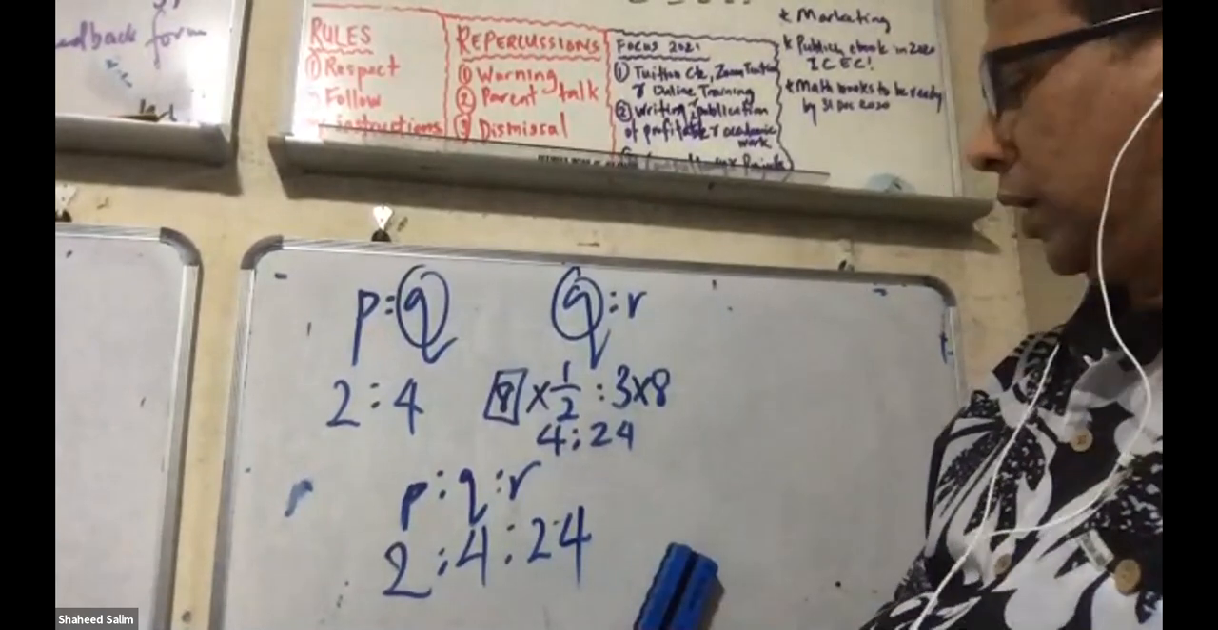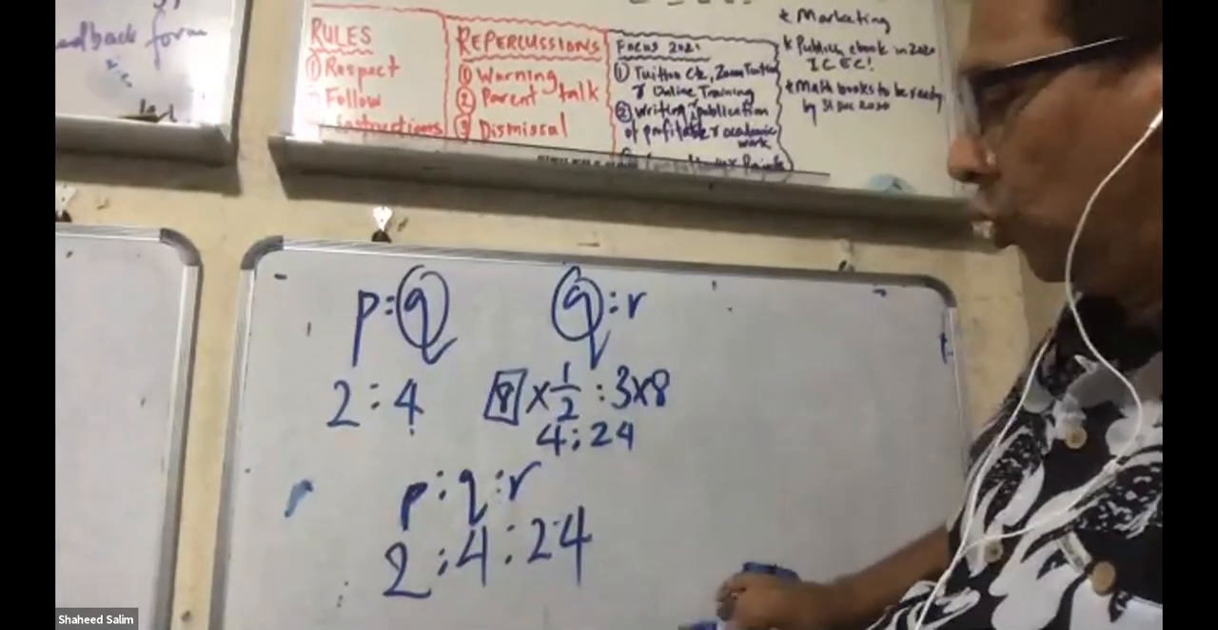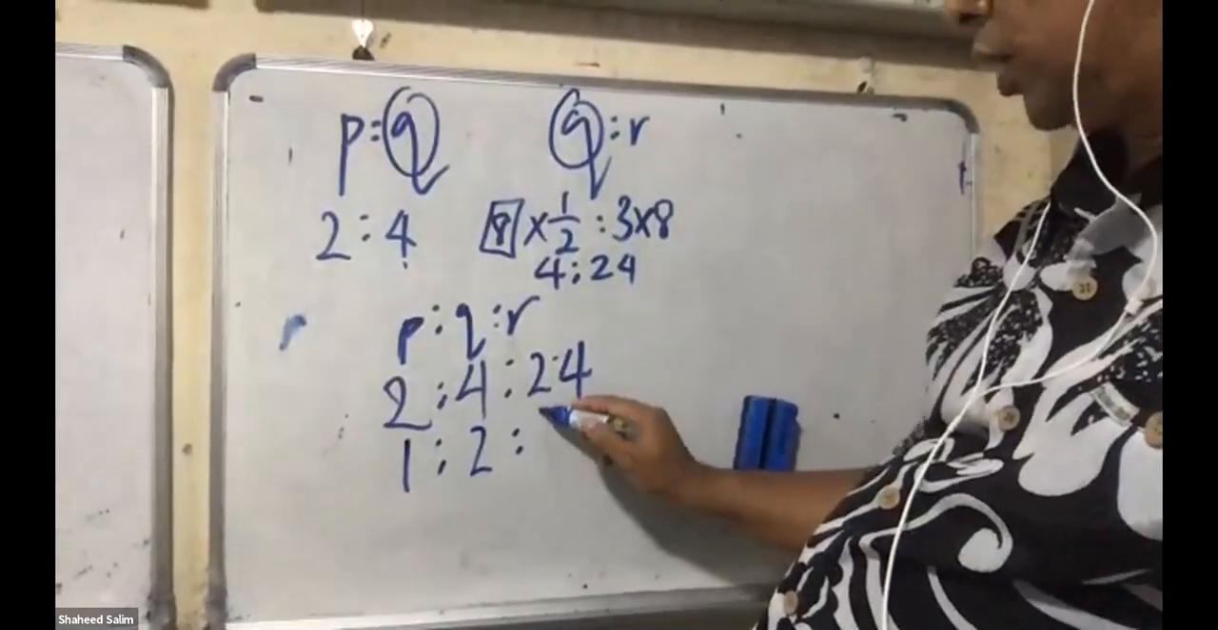You can reduce further down here because actually 2 is to 4, you can reduce. So all can divide by 2, right? Divide by 2, you get 1. Divide by 2, you get 2. Divide by 2, you get 12.